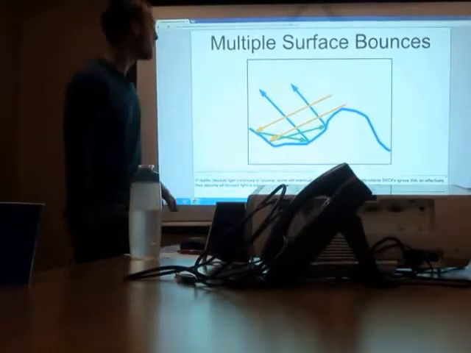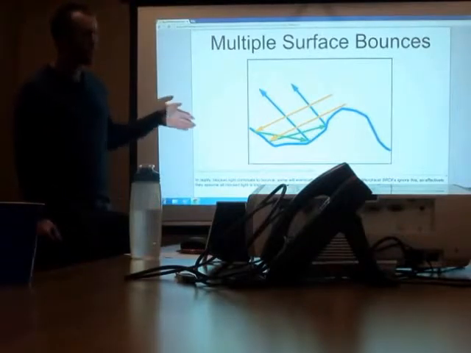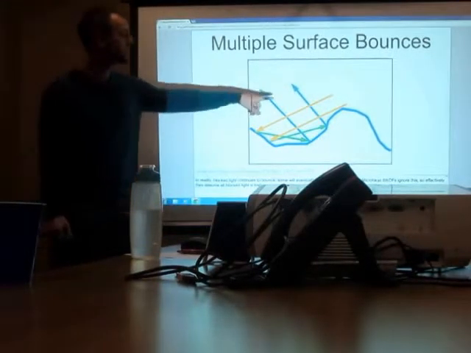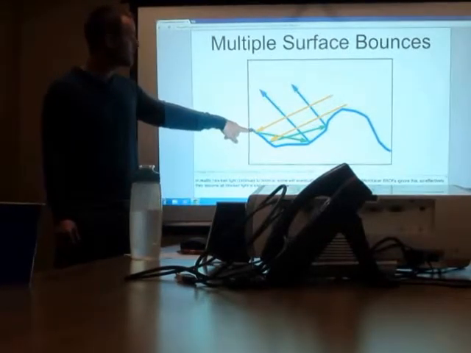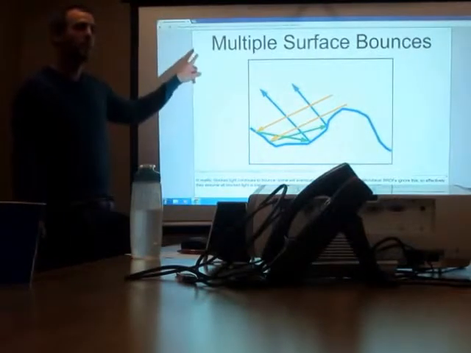Multiple bounces. Most of the current BRDFs just ignore multiple bounces, right? Because of course, if the light stopped here, it would bounce and hit another portion and maybe bounce a few more times and come out.